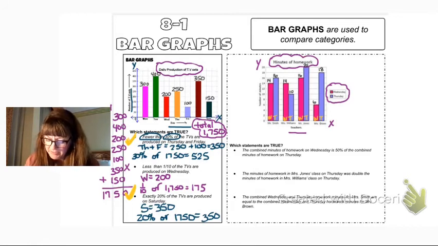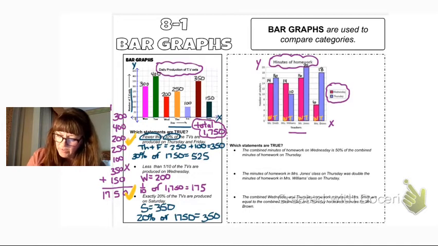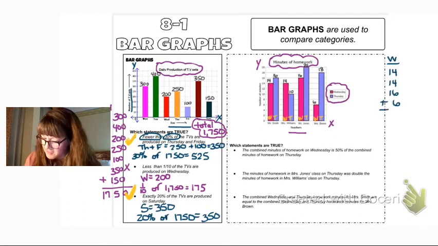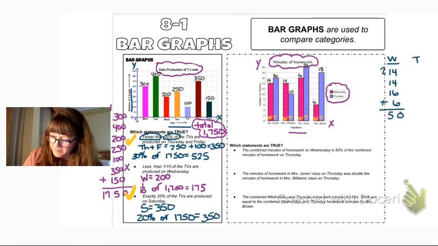So again, we're going to look at these statements and see which statements are true. So the first one says the combined minutes of homework on Wednesday is 50% of the combined minutes of homework on Thursday. Let's go ahead and get a Wednesday and Thursday total. So Wednesday, that's all the pink bars. We have 14 plus 14 plus 16 plus 6. So 4 plus 4 is 8, plus 6 is 14, plus 6 is 20. And 2 plus 1 is 3, plus 1 is 4, plus 1 is 5. So our Wednesday total is 50.